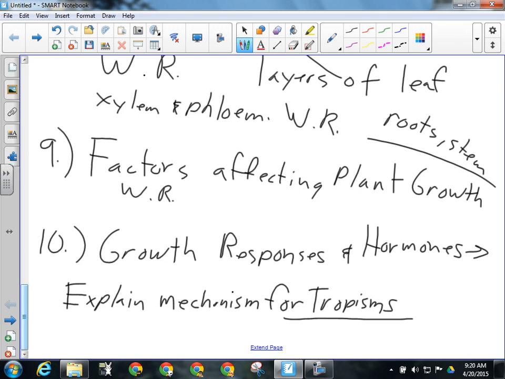Okay, and we talked about that last week, and that we have to have the hormones that cause cells to get longer, being secreted to one side of the plant, so that one side of the plant grows faster than the other, and that causes that bending effect. That mechanism is the same for all of them, right?